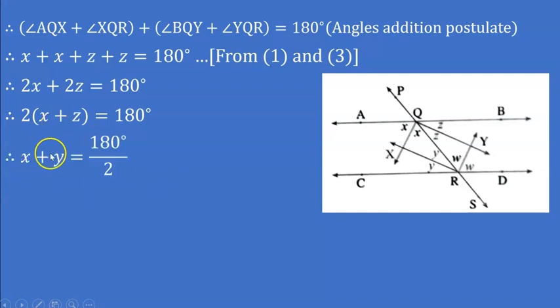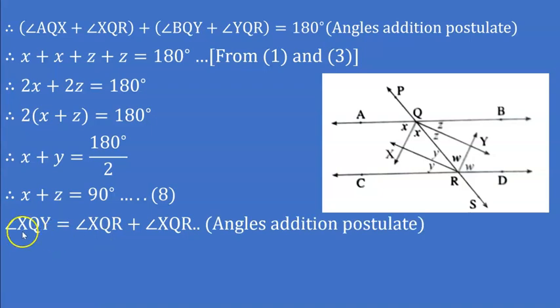We will replace here y by z, that is x plus z is equal to 180 upon 2, and hence x plus z is equal to 90 degrees. Means all these three angles, the first one, second one, third one, are 90 degrees, and the fourth will also be 90 degrees.